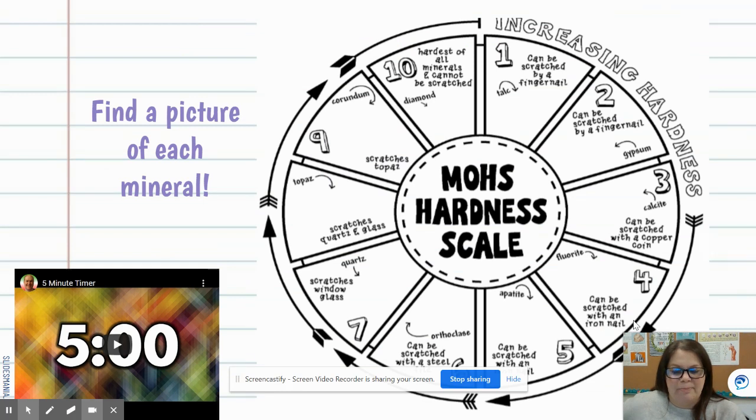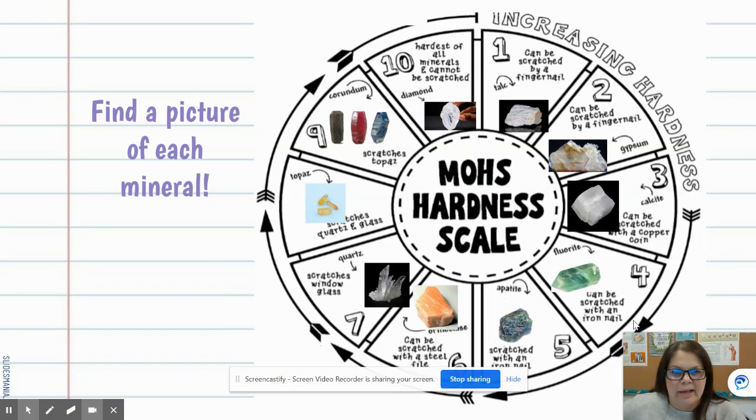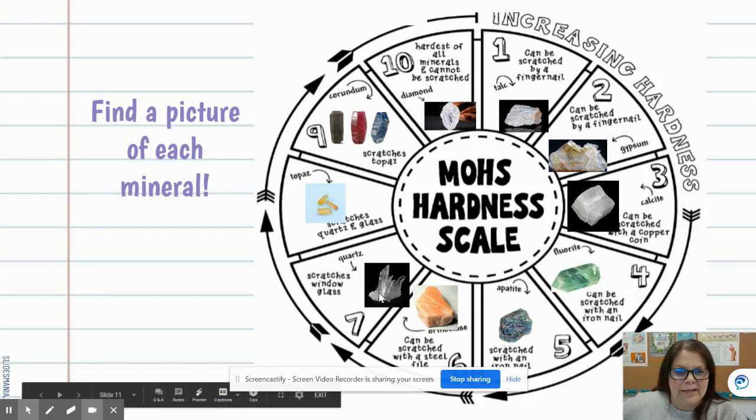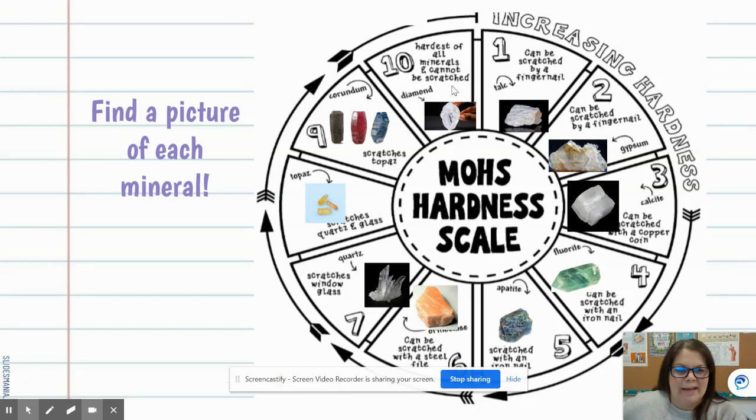Here again, you'll need to pause and find 10 pictures of the 10 representatives that make up the Mohs hardness scale. So again, please pause the video, and your completed project or completed diagram might look like this. We've got talc, gypsum, calcite, fluorite, apatite, orthoclase, quartz, topaz, different varieties of corundum, and then a diamond.